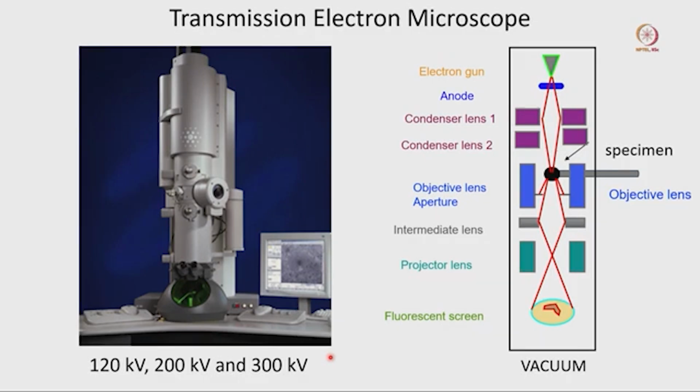So, at this moment I will stop here today, and in the next class we will go into details about the electron microscope, the different components of the electron microscope, the electron gun, electromagnetic lenses, and then different types of aberration and image formation.